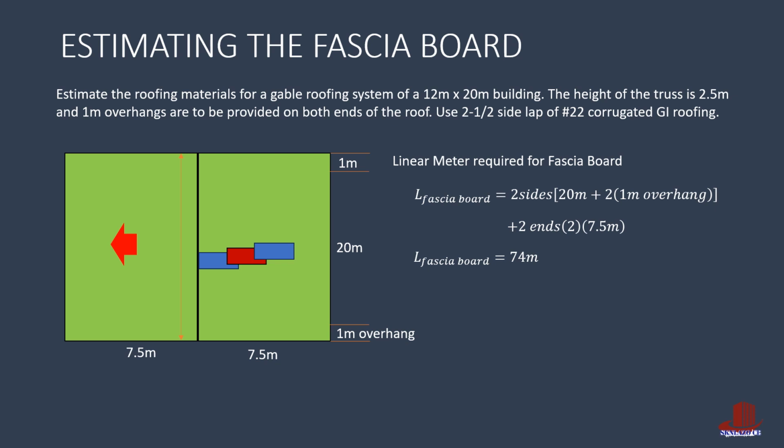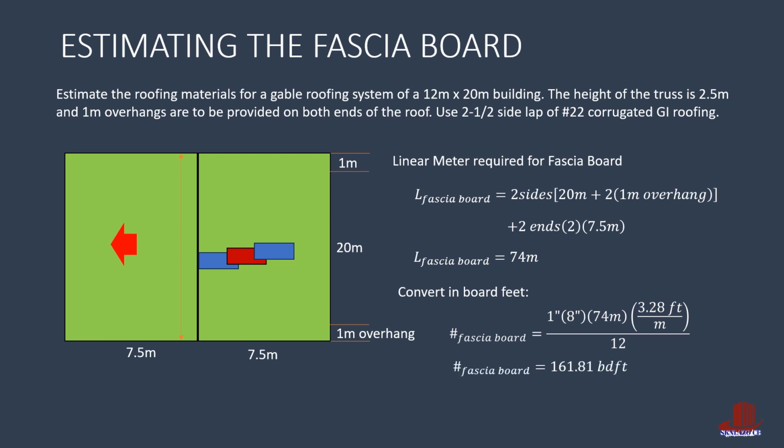Since lumber is computed in board feet, take the quantity by multiplying 1 times 8 by 74 meters converted into feet by 3.28, and then divide all by 12. The required fascia board for the roofing is 161.81 board feet.